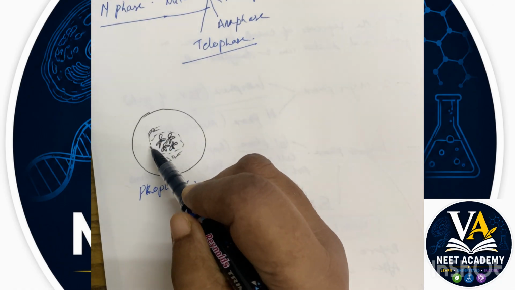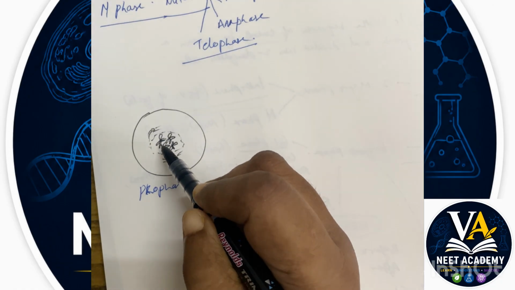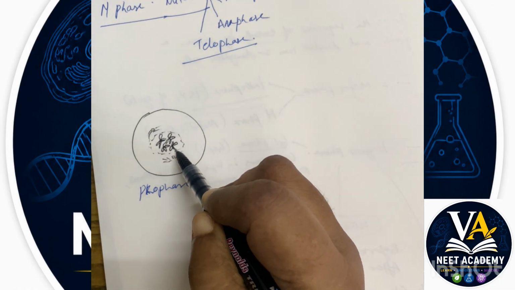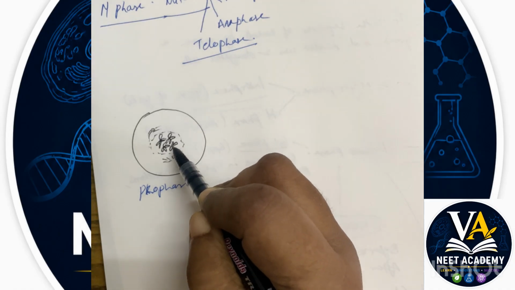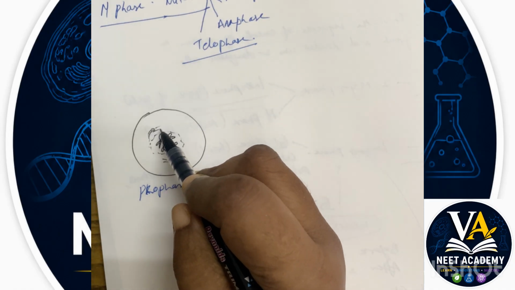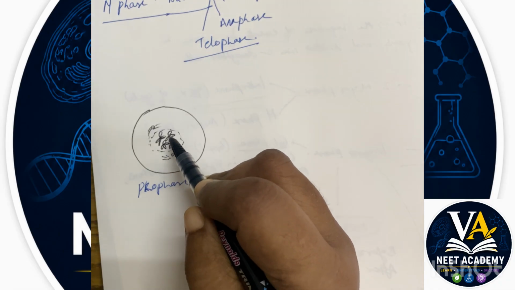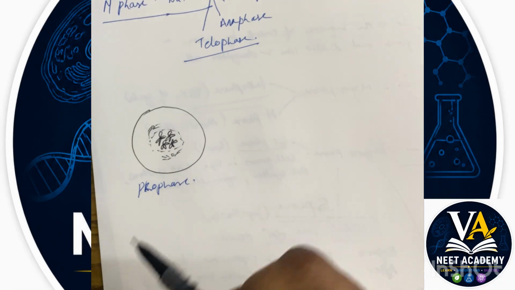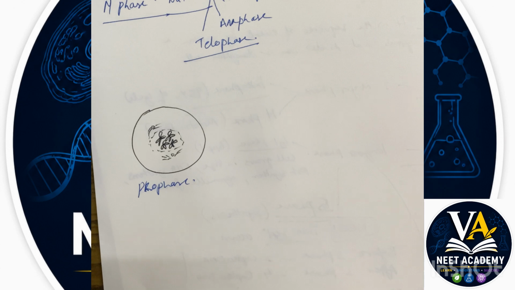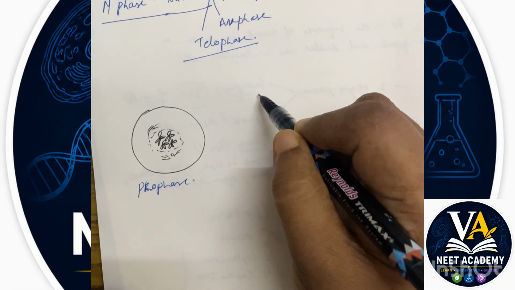So, the nuclear membrane disappears, the chromosome condenses and it appears. The spindle formation happens. You can see the sister chromatids. Why is there a sister chromatid? Because in the S phase or interphase stage, the chromosome has already doubled. Okay. So, let us move on to the next stage, which is your metaphase.